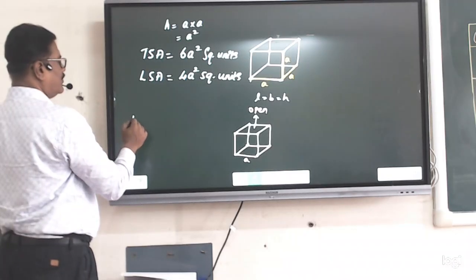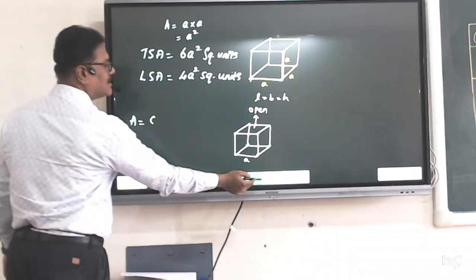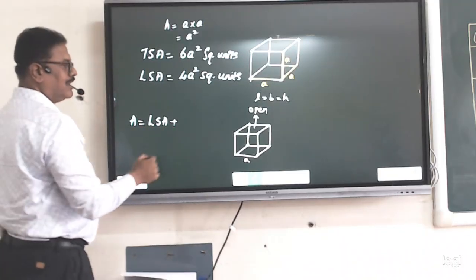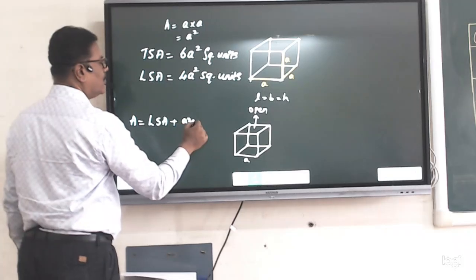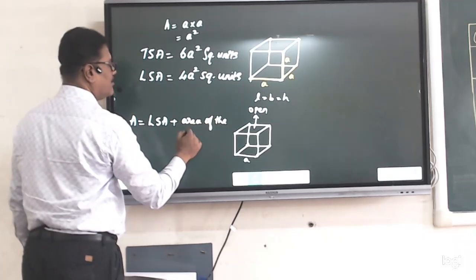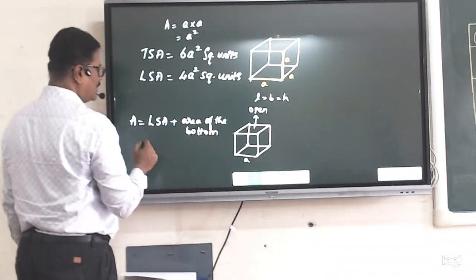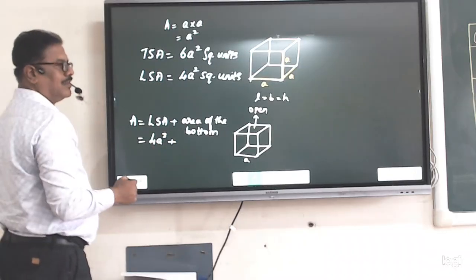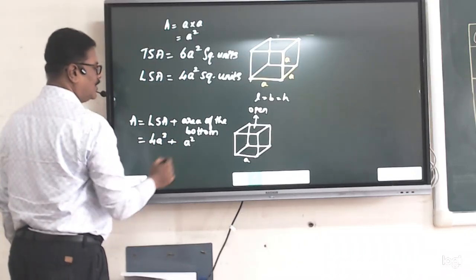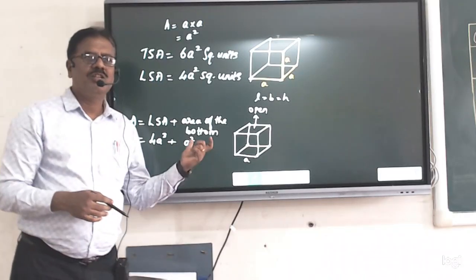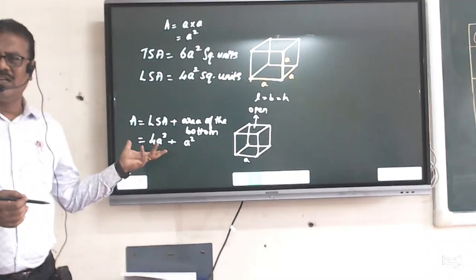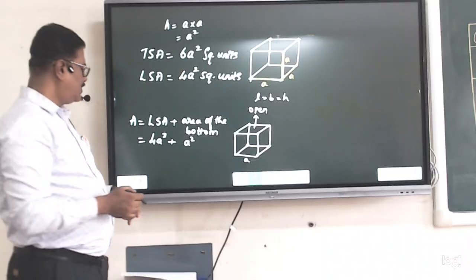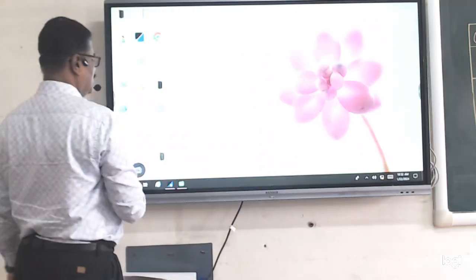Yes, the surface area of this solid is of course LSA plus, tell me, area of the bottom, correct, area of the bottom. Now what is the formula to find LSA? It is 4a square plus a square, so side into side. Like terms can be added, so you can take it as 5a square and you can calculate. Okay, any doubts here? Okay, let us work out some problems based on this now.